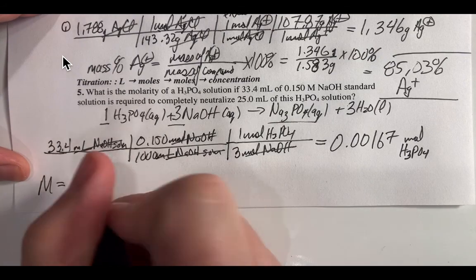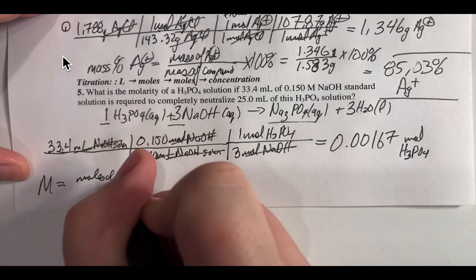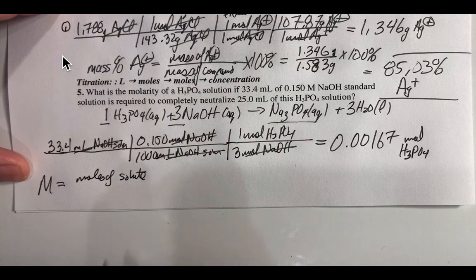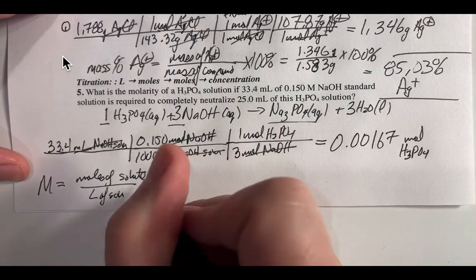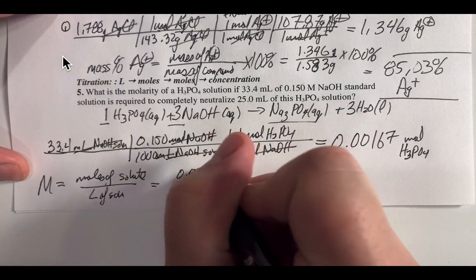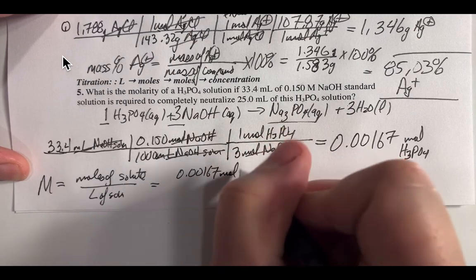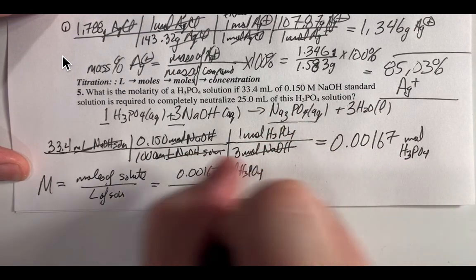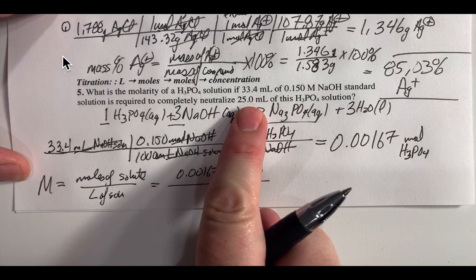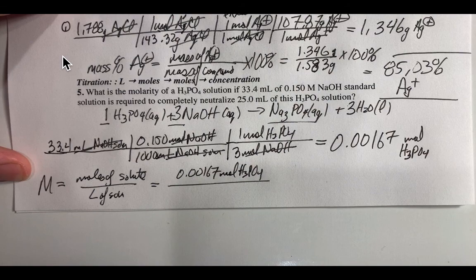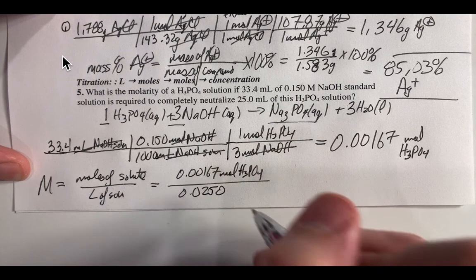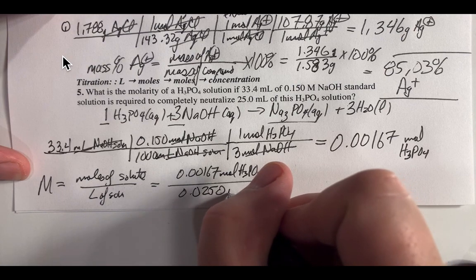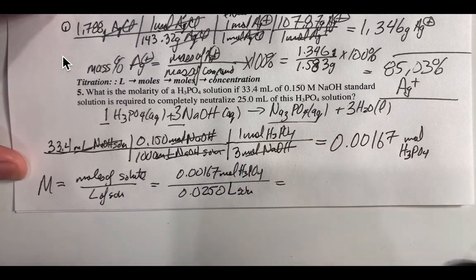And molarity is moles of solute, in this case our phosphoric acid, per liter of solution. And so let's go ahead and put in our moles, 0.00167 moles of H3PO4. And then we have milliliters. I'm going to go ahead and divide this by 1,000. So 25 divided by 1,000 is 0.0250 for our sig figs liters of solution.